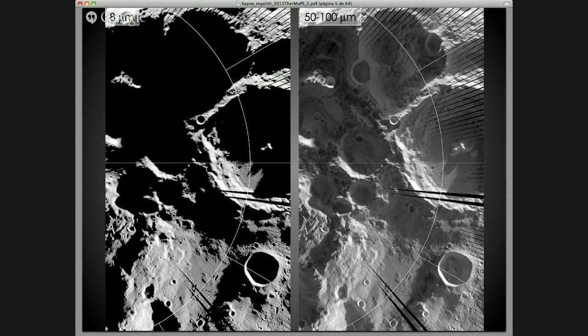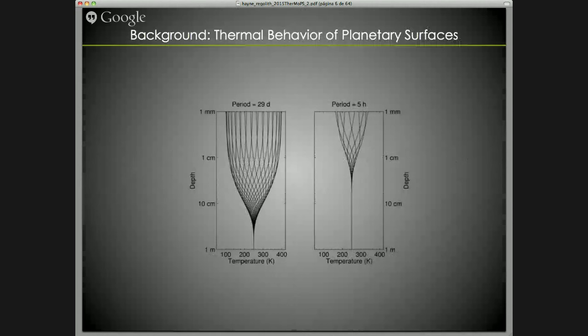Oh, and just for reference, the coldest temperatures that we're measuring here up in this region, and there's one more down here, are at most 25 Kelvin. So these are some of the coldest surfaces in the solar system.